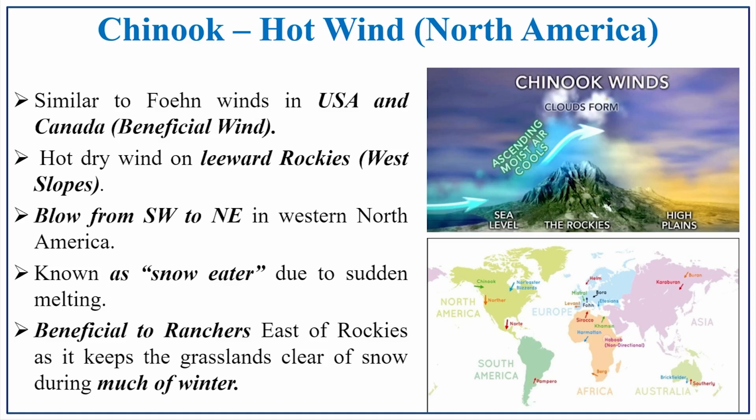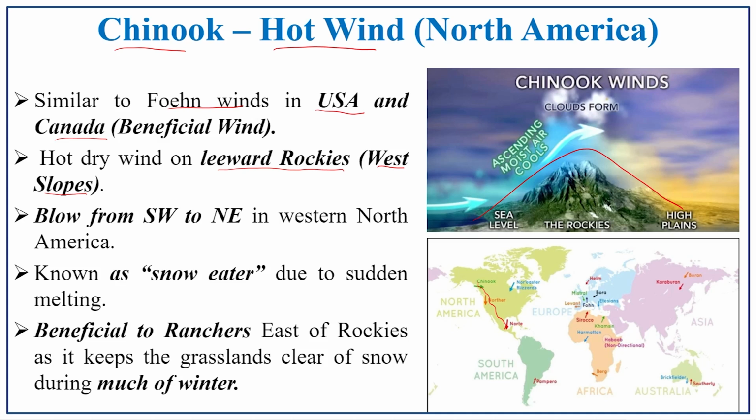The important one is Chinook. The Chinook is a hot wind. It is similar to the Fohn wind. Why? It also has the orographic effect. This wind blows in the USA and Canada. It is also a beneficial wind. It is a hard, dry wind on the leeward side of the Rockies, that is, the western slopes. When we consider the physiography of North America, we can see the Rocky Mountains in the western region of North America.